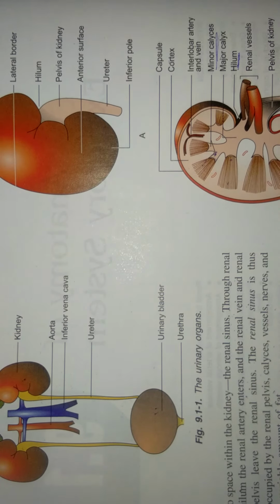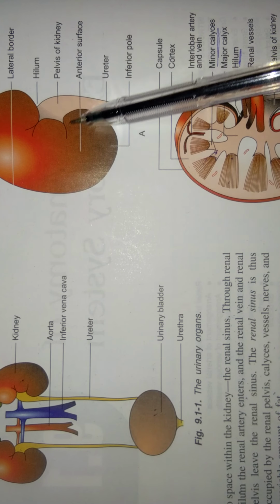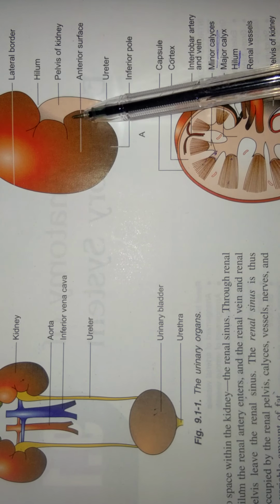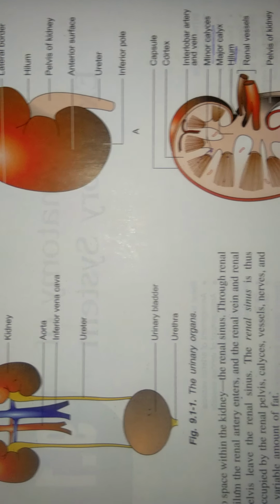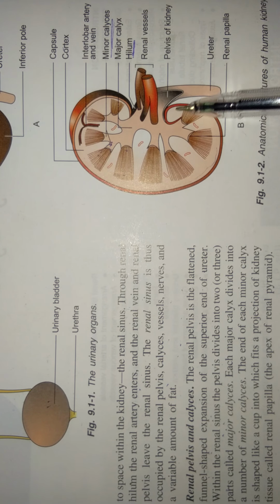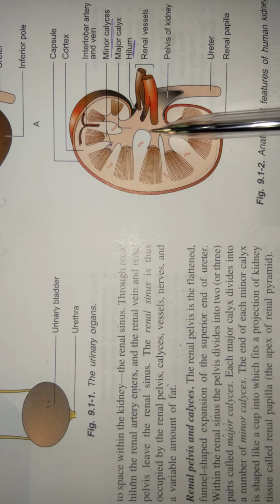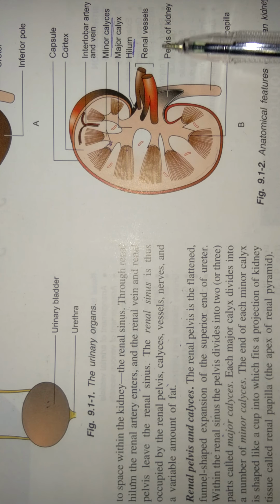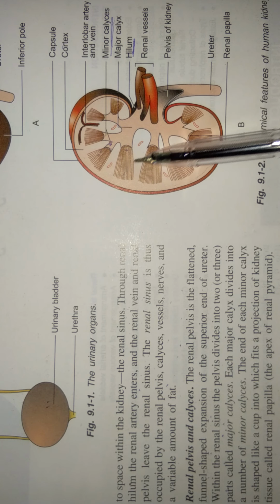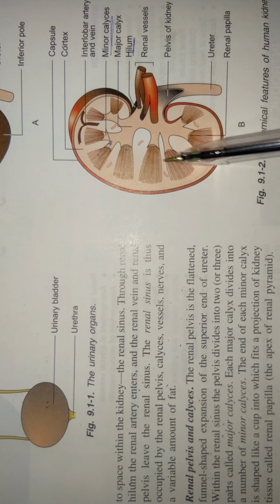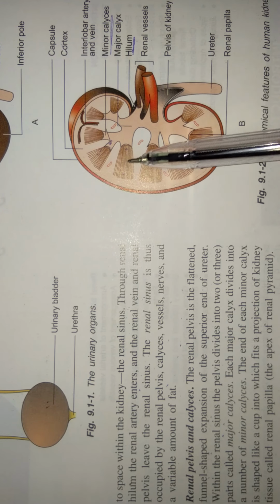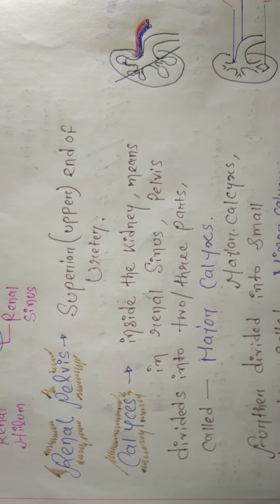Let's see this diagram. This portion is called the hilum. Here the renal pelvis, renal artery and veins are entering, so this route is called the renal hilum. And then this hollow portion where every part sits is called the renal sinus.